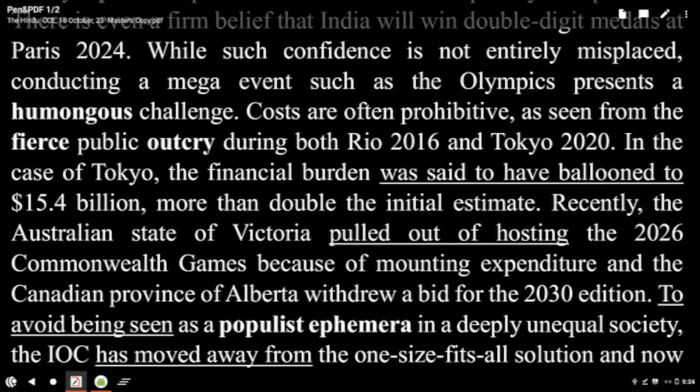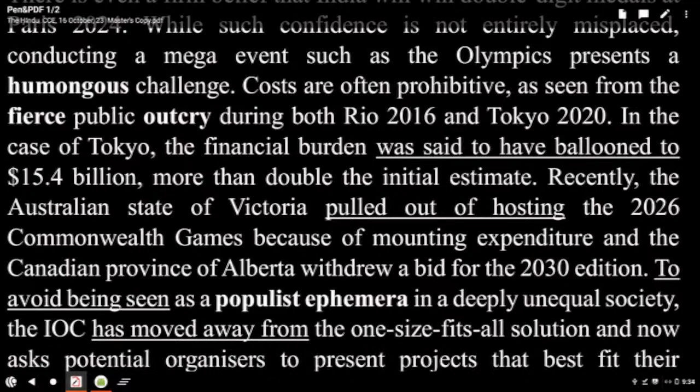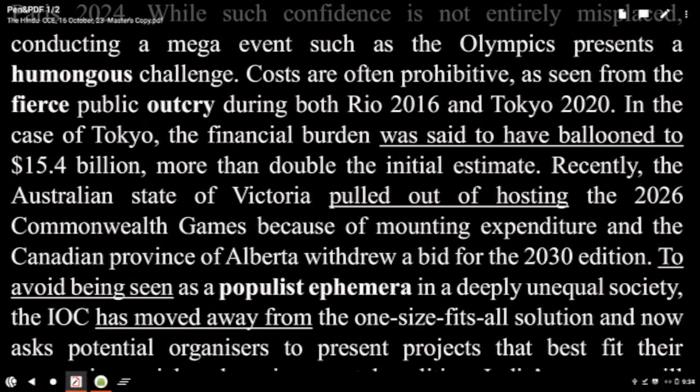What is the word for huge? Humongous, an important word. Why is it huge? Why is it a challenge? Costs are often prohibitive. Please underline that part. You may not understand what is the word prohibitive in this context. Prohibition means what? To ban something, to stop something. So what does it mean? Costs are often prohibitive. Means too expensive, right? The meaning, costs are often prohibitive means it is too expensive to conduct or host the Olympics.